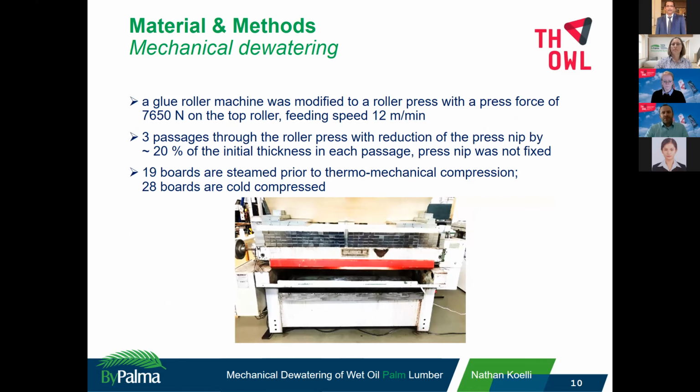The mechanical dewatering of the boards was carried out on a former glue roller machine that was modified to a roller press with a press force of 7,650 Newton on the top roller, and the feeding speed was set to 12 meters per minute. There were 3 passages through the roller press with reduction of the breast nip of approximately 20% of the initial thickness in each passage, but the compression is not distance dependent because the breast nip was not fixed. The top roller unit is elevated due to the pressure resistance of the boards when the board passes through the rollers.